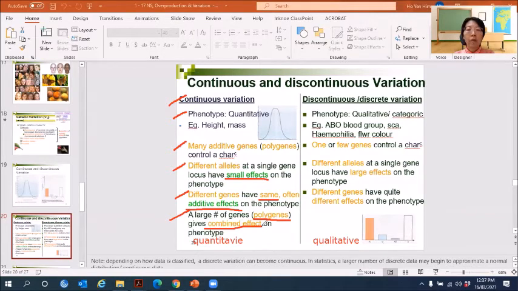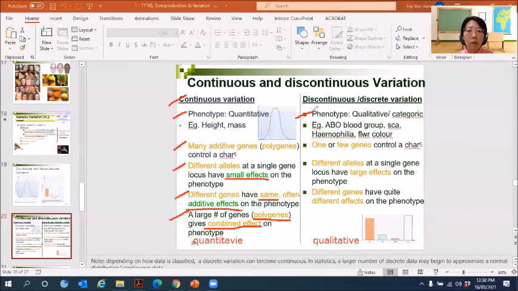The nature of the genes that code for it is like this. Versus the discontinuous or discrete variation, where the phenotype is qualitative, like for example, ABO blood group or sickle cell anemia, right? They're all qualitative. So you can see that the moment the phenotype variation is discontinuous, every allele will code for a very different phenotype. You can see that, right?